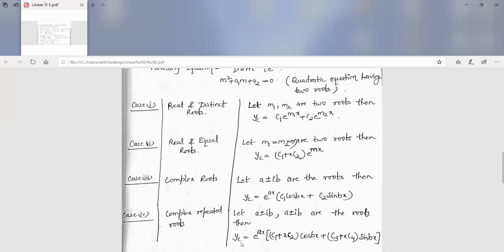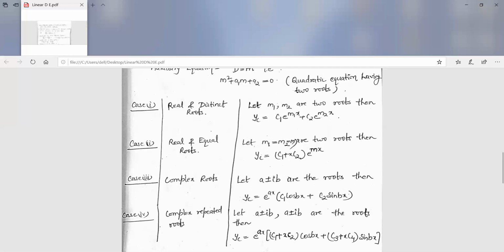In this case, you have to write a combination of case 2 and case 3. Here again, the real part is a, which is the same for both, and the imaginary part is b, which is the same for both complex numbers. So yc will be equal to e power ax, the real part, times, because the roots are repeating, c1 plus x c2 cos bx plus c3 plus x c4 sin bx. So this table gives the formula for the complementary function.